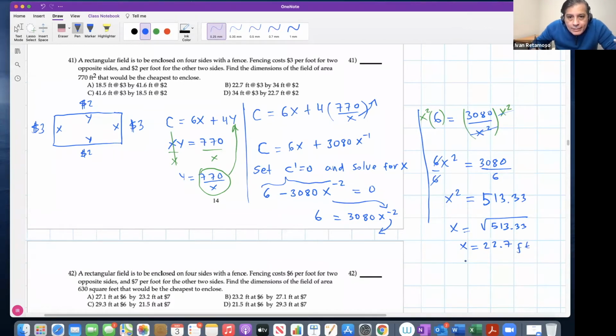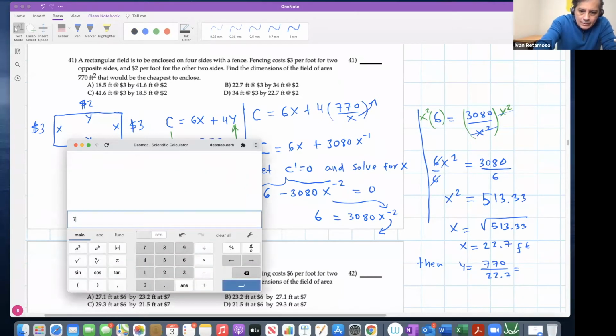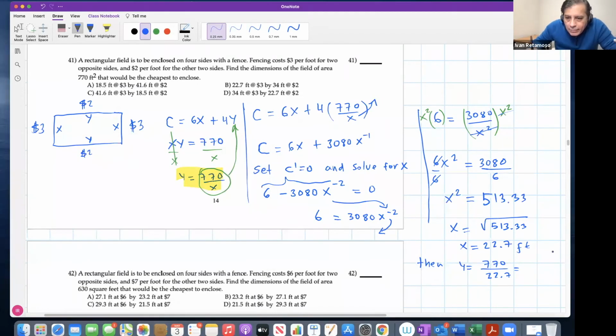But once you have X, then you can immediately find Y by looking at this equation. Y is equal to 770 divided by X. But what is that? Let's compute it in our calculator: 770 divided by 22.7. I get 33.9, which can be rounded to 34, approximately 34.